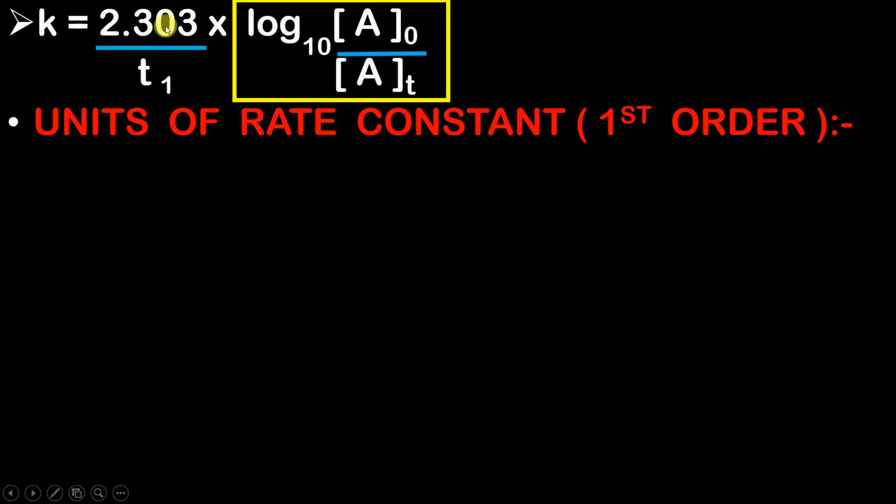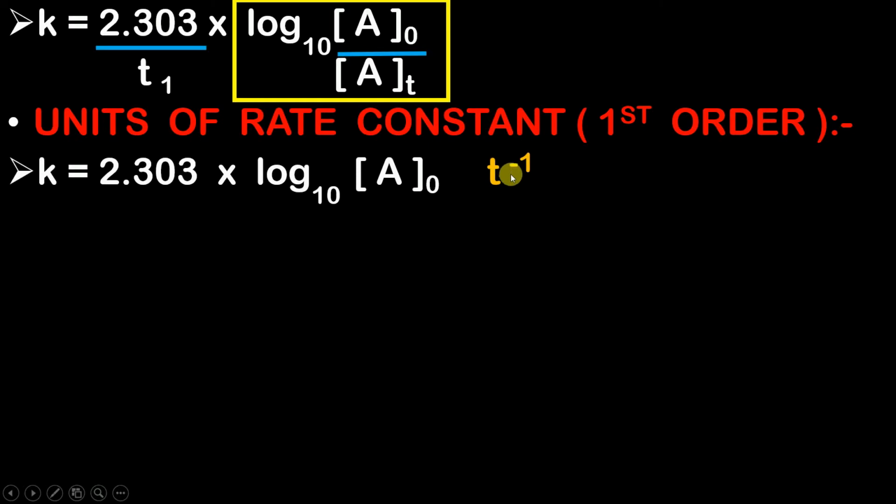So the only part that we can consider for units is this much part, 2.303 upon T1. Out of this also, 2.303 has no units. It is just a constant. And T1 is nothing but time, and time is in the denominator. Therefore, we say the unit is nothing but time inverse. So unit is going to be time inverse. It can be in seconds, minutes, hours, whatever you consider.